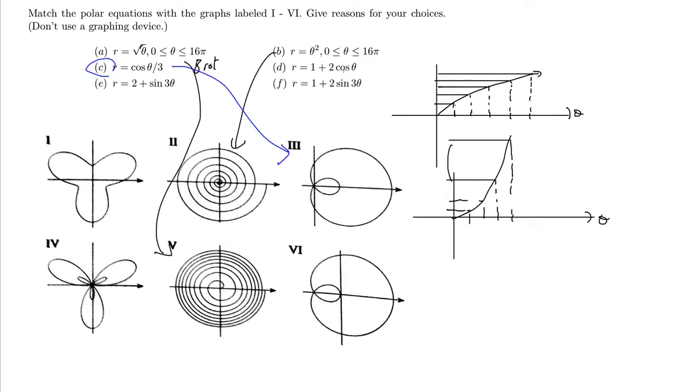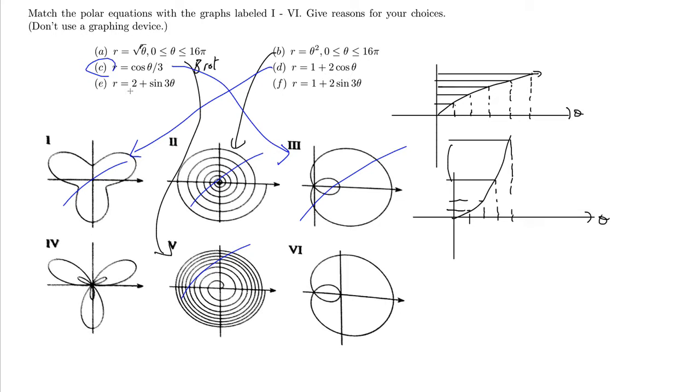For D, when theta is 0, it's also going to start at 3, right? And then it's not going to come to 0 because of this 1. It's going to come to 1. So it's going to start at 3 and come to 1, which is this one here. Okay, so these 4 are taken care of. Okay, so what about this?